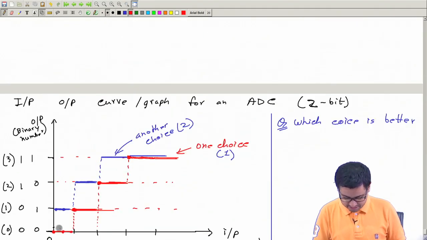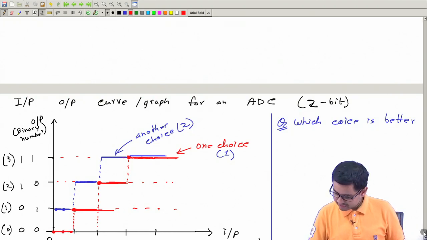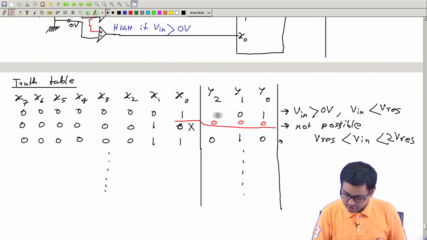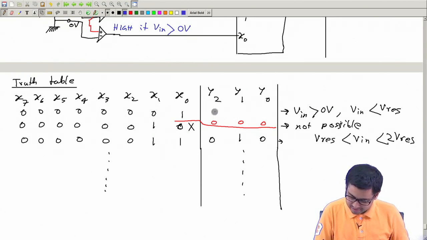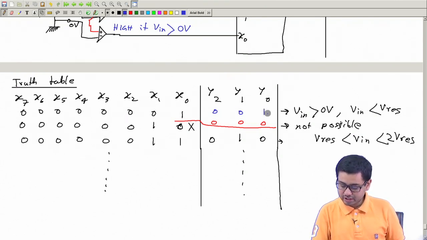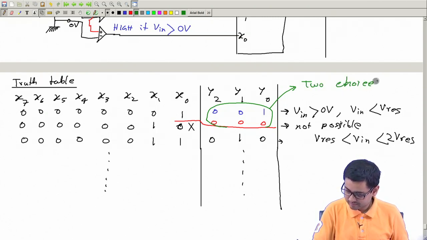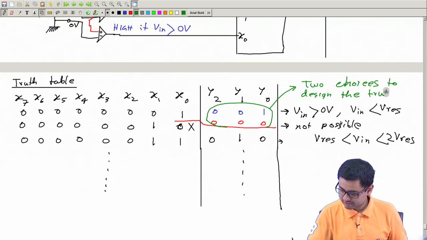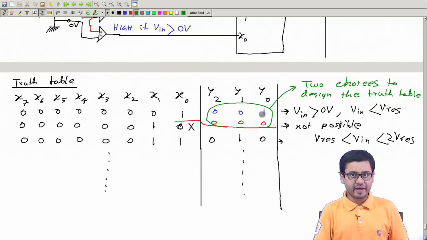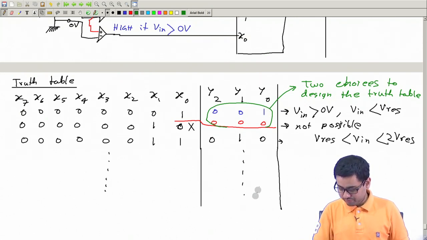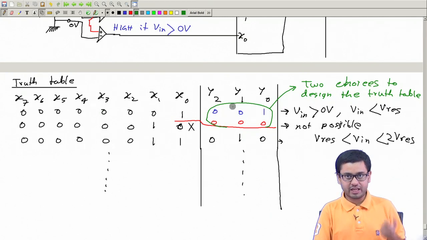The input is between 0 and 1 unit. So, you see, this is the red one. For this input we can choose the output to be 0. And similarly, let me write this in blue ink. This is another choice I can make. So, these are two choices to design the truth table. Whichever choice you make, make it consistently for all other values here, and then you can design the logical circuit accordingly. That is not an issue, it is absolutely possible.